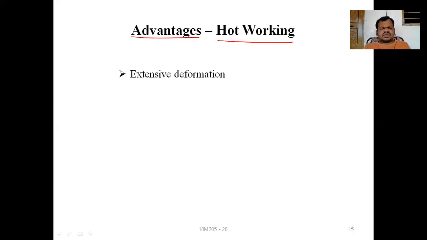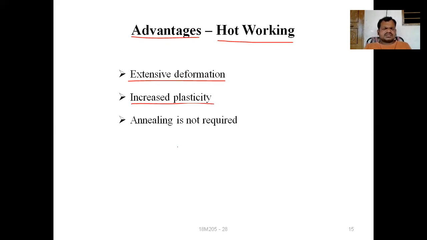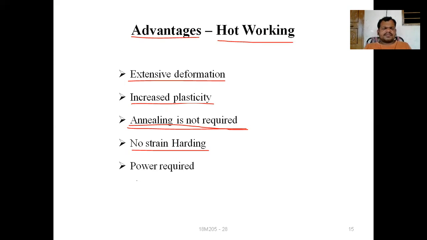Advantages of hot working process. The first advantage is extensive deformation. Coming to increased plasticity, annealing is not required, no strain hardening, and less power required.